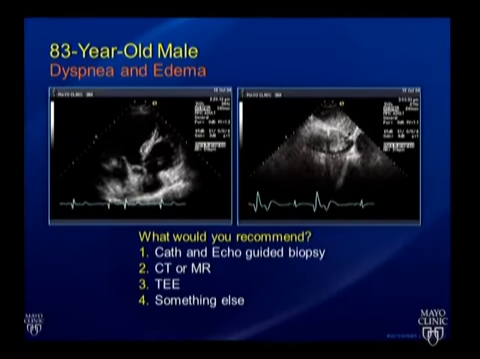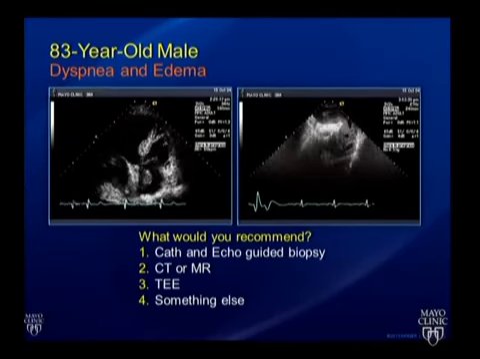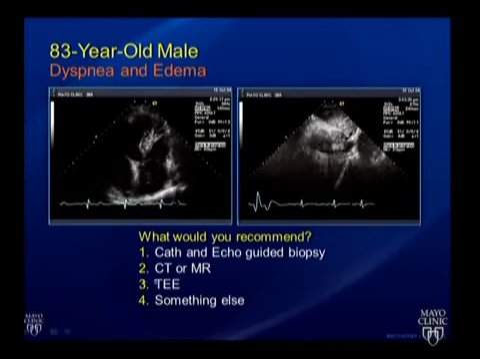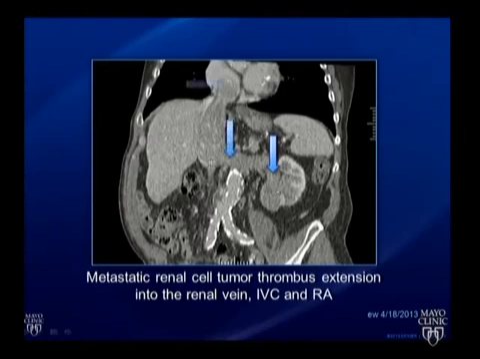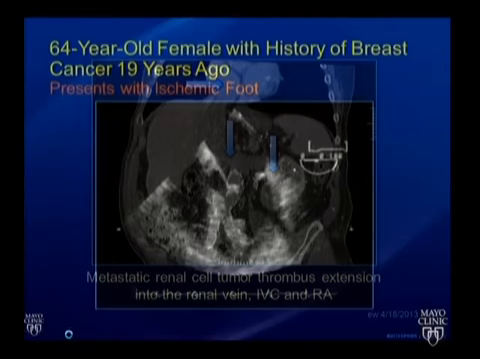Just shout it out, somebody. I'm not going to do an audience response in the interest of time. So CT or MR. That's what was done, and you can see that coming from the kidney over through the renal vein, in through the vena cava, and up into the right atrium was metastatic renal cell cancer, which is a tumor extension or a tumor thrombus from the renal vein into the right atrium.